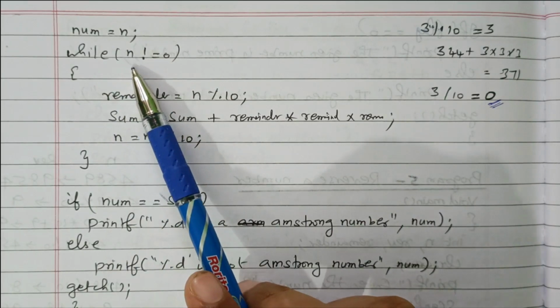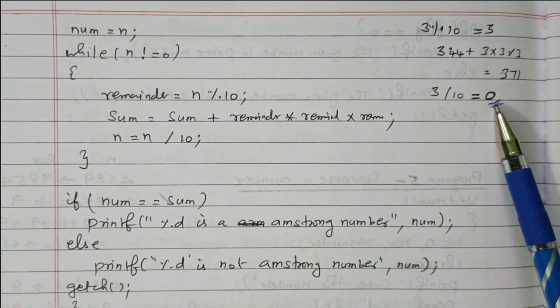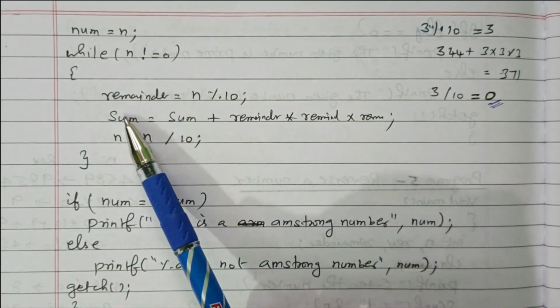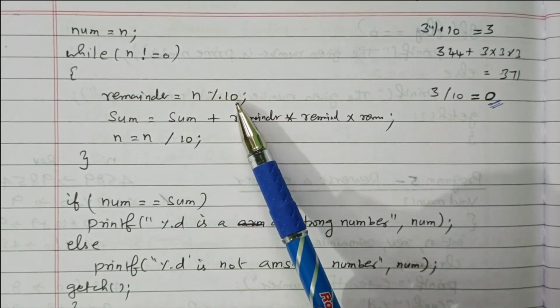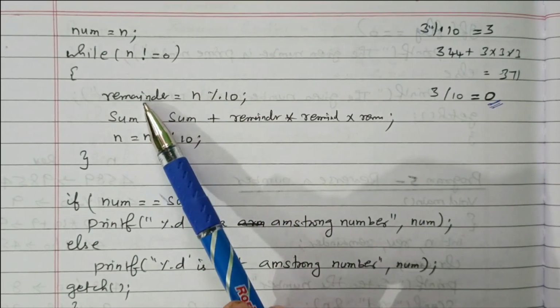So while n is not equal to 0, that is our final checkup. If it reaches 0, we can stop the process. When it is not equal to 0, we can repeat this process. Remainder equal to n % 10. This is the first step we are doing, so the remainder will be stored here.